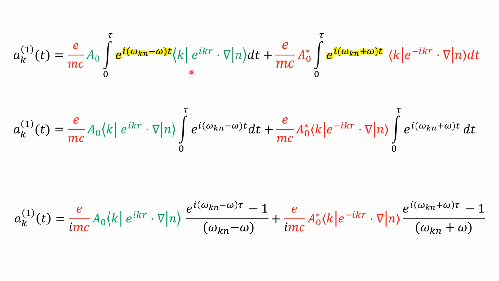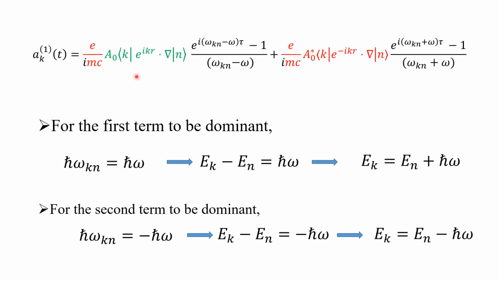If you analyze carefully, in the first term this inner product is time independent, so I am taking it out. Already I have taken a naught outside, as it does not depend on time. Similarly, in the second term I am taking the inner product outside, as well as a naught. Now if you integrate this first term, you will get e power i omega kn minus omega t over i, omega kn minus omega. If you apply the upper limit tau, then t will become tau. If you apply the lower limit, then e power 0 is 1, so this will become minus 1. Same is the case here. Here also this i I brought here. So we got this expression.